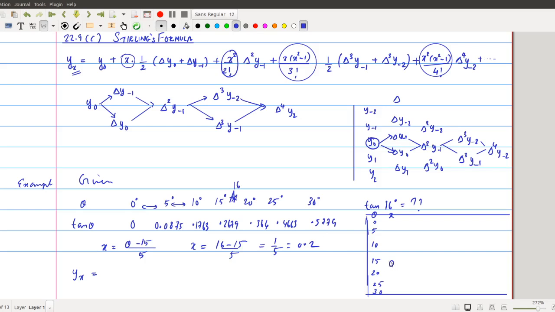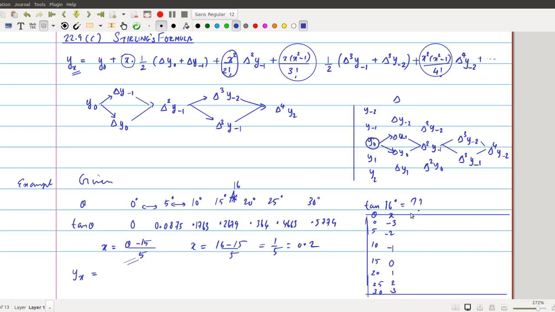The x values, which in the previous problems we denoted as p. The corresponding x value using this formula is 0 here. This is -1, -2, -3 and 1, 2, 3.